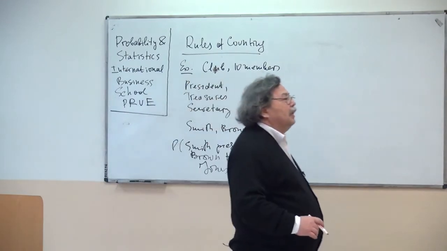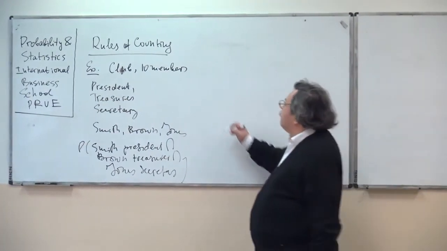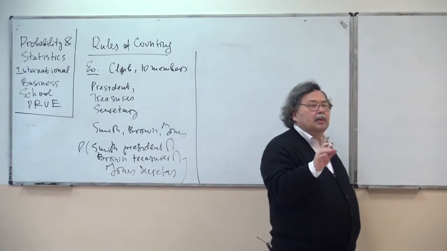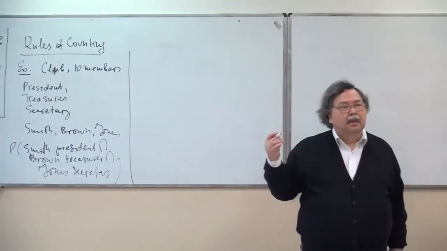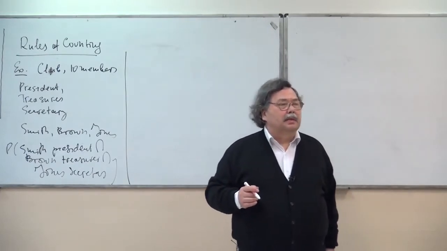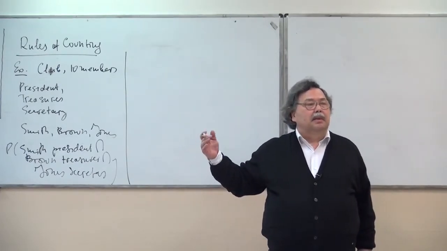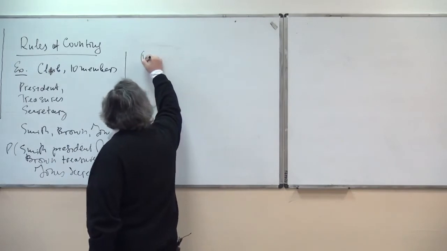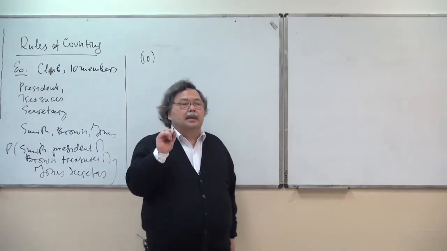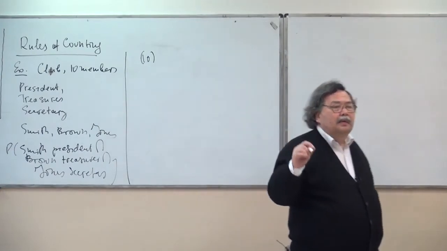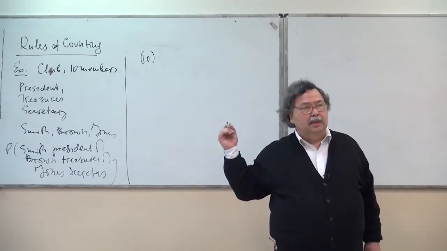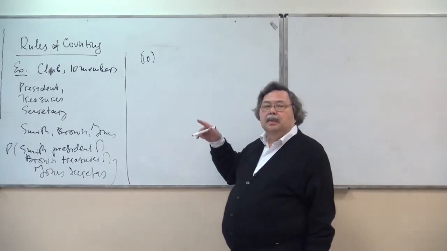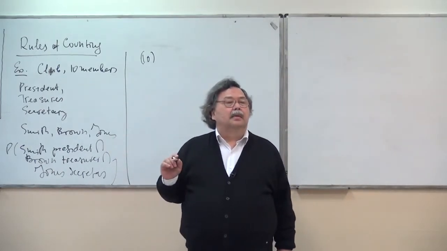Well, no, not 9. Let's reason this way. Suppose we first want to fill the position of president. Okay? In how many ways can we do this? There are 10 members in this club in total, so there are 10 possibilities for filling this position. And the next logical step is the most important here. After we have made a decision on this position, how many options do we have left? How many candidates are there for the second position? 9. There are 9 options left.